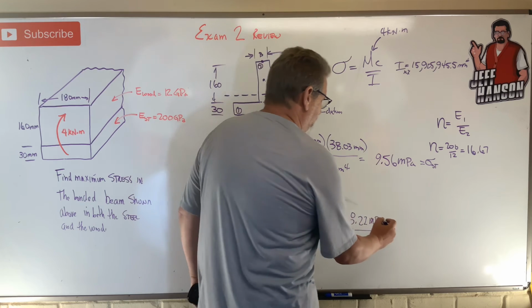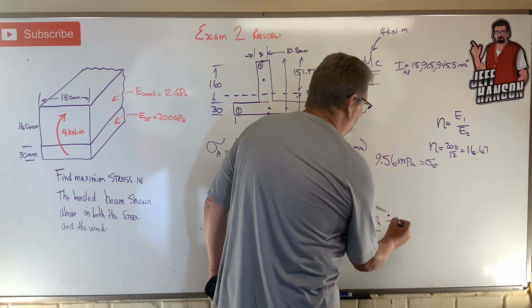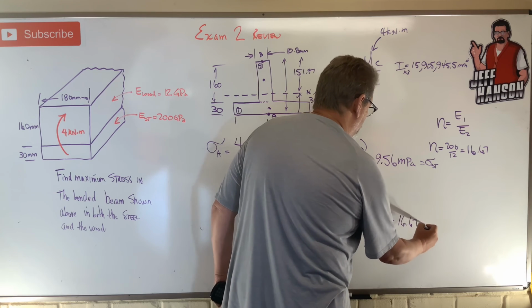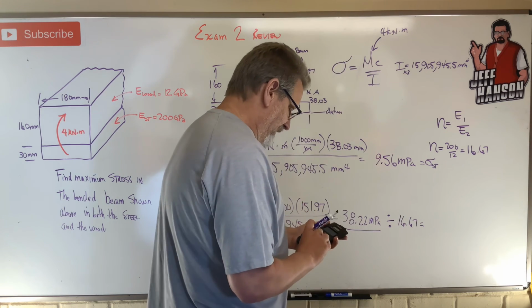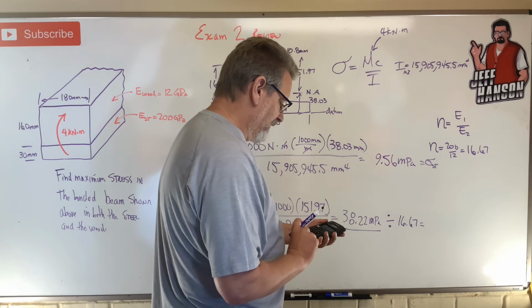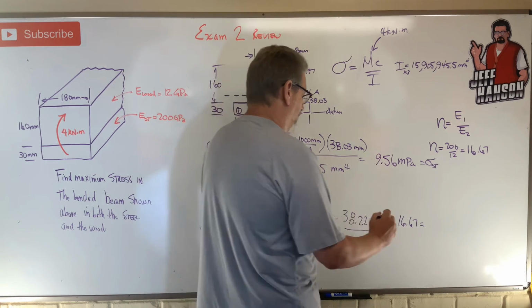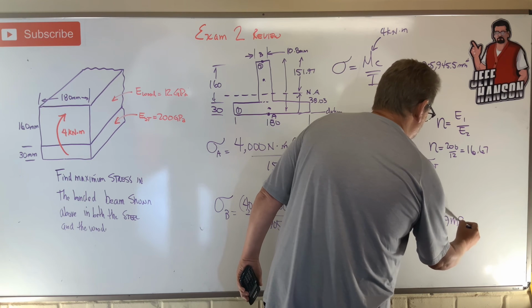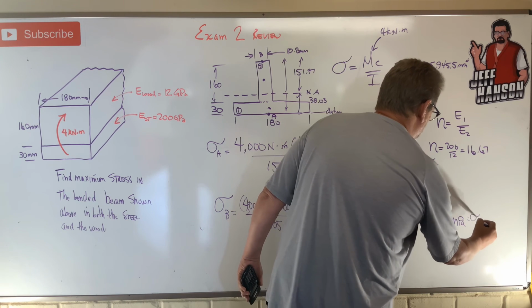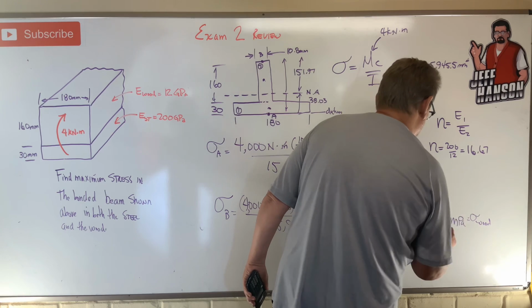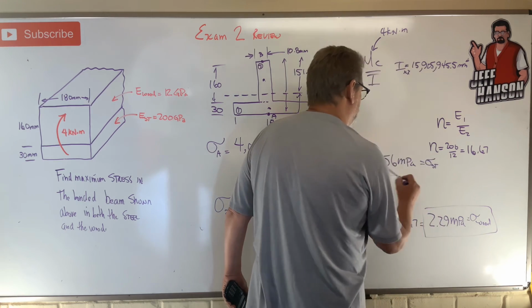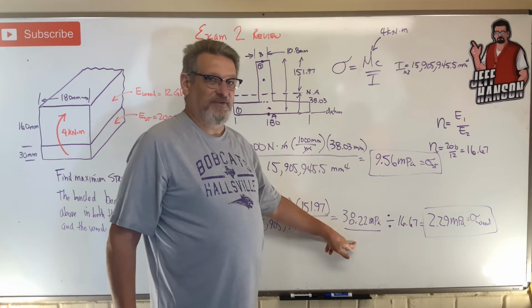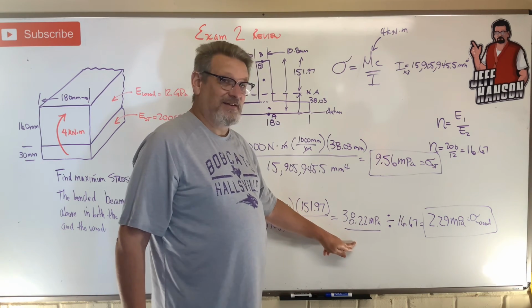The wood's not going to have as much stress as the steel does. So take this number here and divide it by our n again and unconvert it, 16.67, okay? So divided by 16.67 equals 2.29 megapascals for sigma wood. And there's your wood, there's your steel. If we do these, don't forget that last step. You converted it, you got to unconvert it, okay?